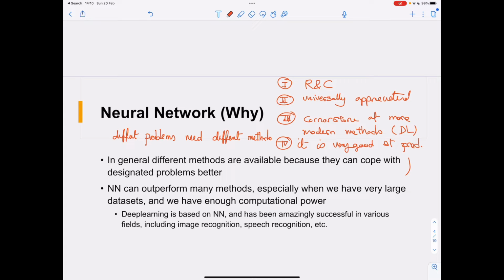Neural networks can outperform many methods, especially when we have very large data sets and enough computation power. So the computation power of these nets is important. Deep learning is based on neural networks and has been amazingly successful in various fields, including image recognition, speech recognition, and so on. So the computation power is important.